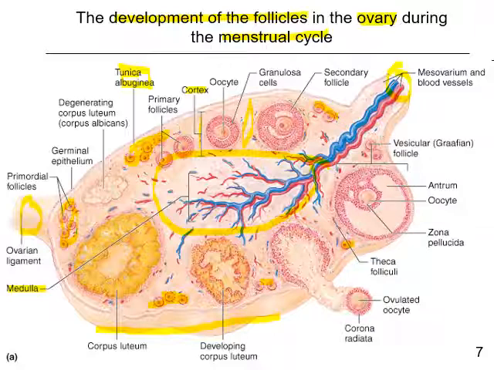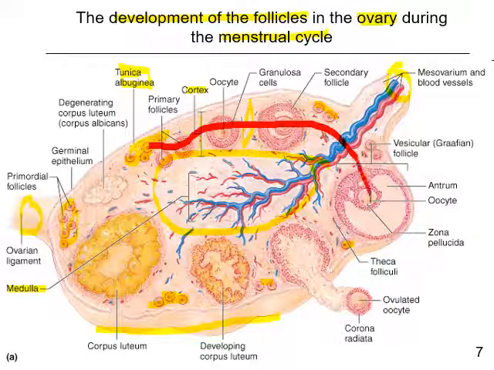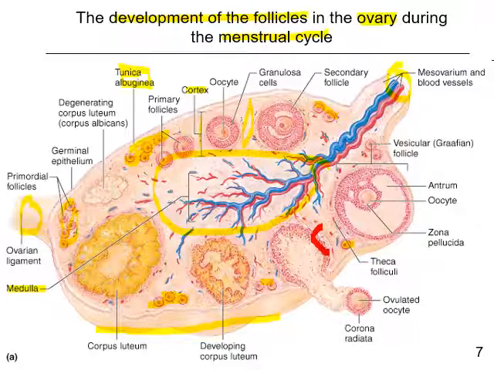Now, there's something misleading about the slide. This slide makes it look like the primordial follicles develop into primary follicles and then develop into secondary follicles and then develop into mature follicles. And it makes it look like these follicles are migrating around the ovary. That's not what happens. This image is using the different locations as a stand-in for different periods of time.